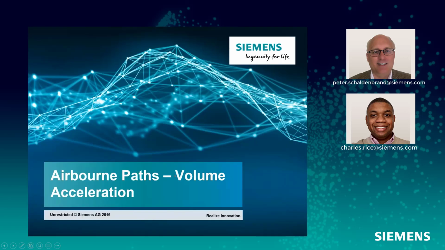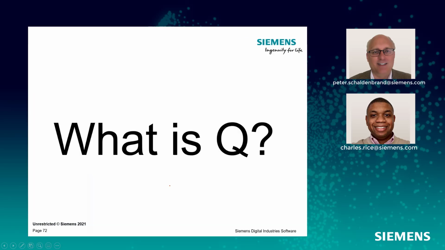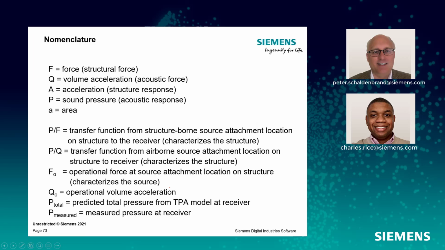structure-borne and airborne problems. I thought I'd spend a minute to talk about what's involved on an airborne path. In order to do an airborne path, you have to know a quantity called Q, which I'll introduce. Now in our nomenclature, you're going to see this Q. Q is an acoustic force. I'll explain that in a second. So that'll start appearing on the slides.